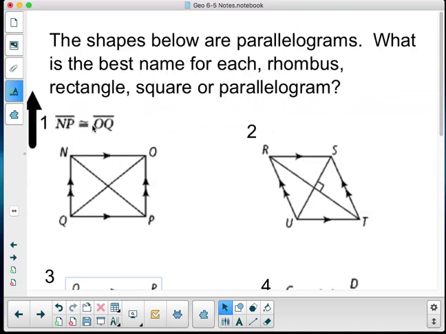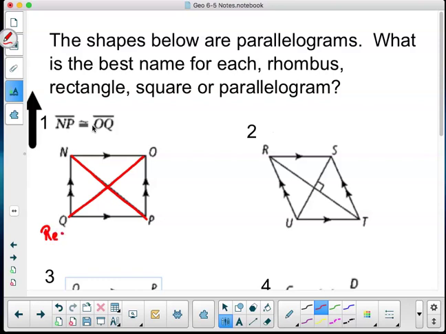Okay? So, in this first one, in number 1, NP is congruent to QP. Well, I know that if I have congruent diagonals, I have a rectangle. So this is a rectangle by theorem 6.18. Did you notice I justified my solution? So I know that's right and I get to move on.